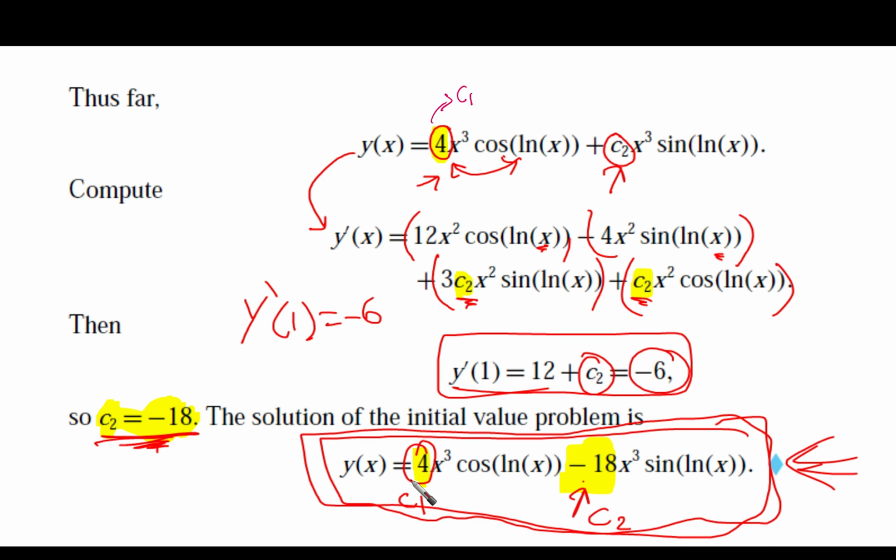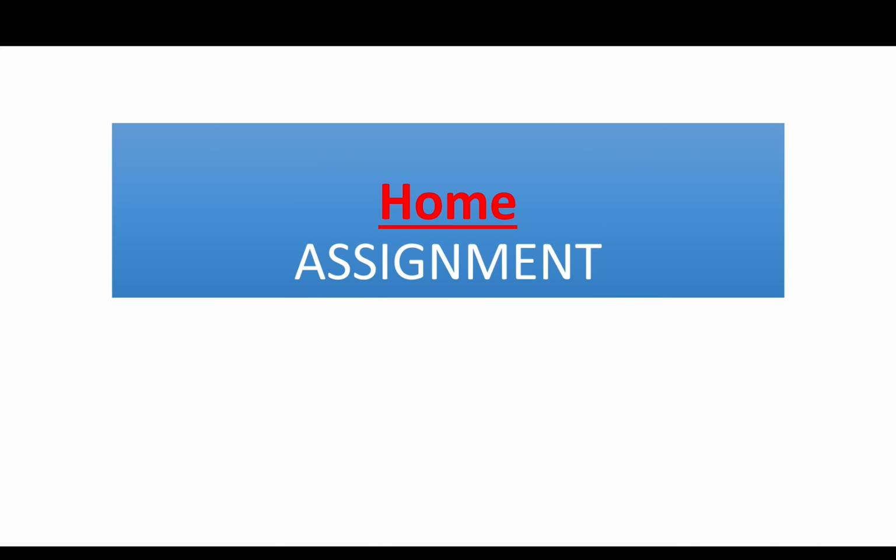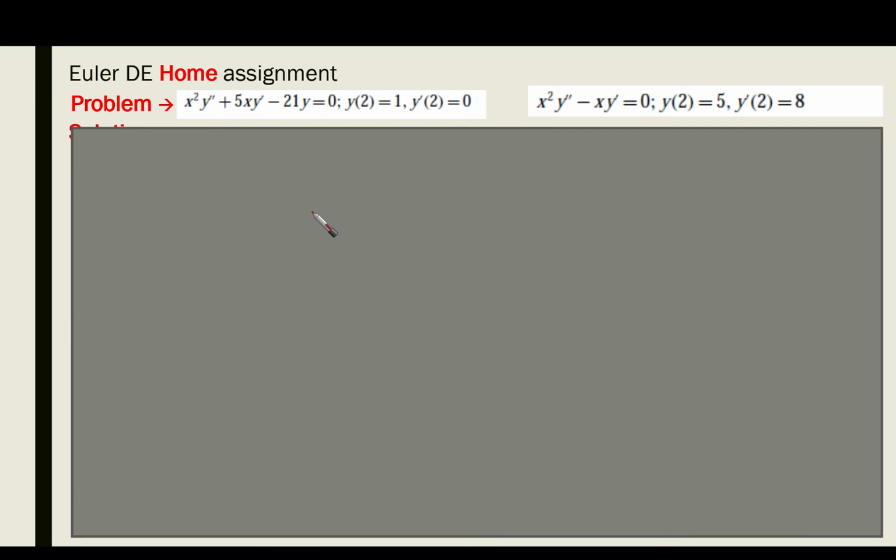Okay, now I think that you are ready to do your home assignment regarding this issue. We have these initial value problems that I was talking about. So we have x squared y double prime plus 5xy prime minus 21y equal to 0, and we have these initial conditions: y of 2 equal 1 and y prime of 2 equal 0. This is problem number 1, and we have another one here, problem number 2, and still there is another problem in the next slide.